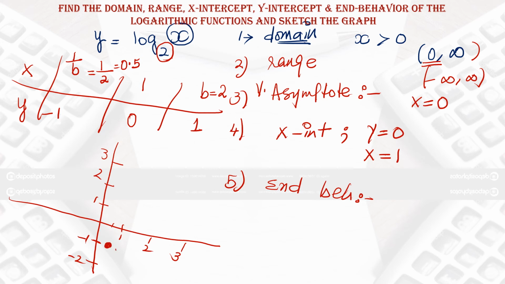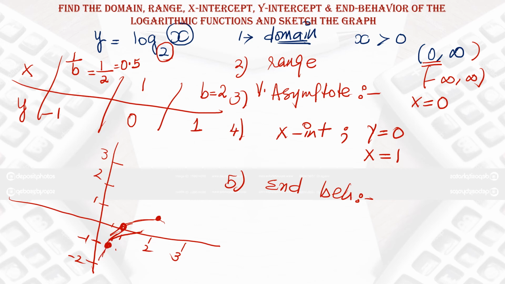The second point is 1 and 0. So you put here 1 and 0. The third point is 2 and 1. But don't only draw these 3 points. Just extend your graph. How will you extend your graph?